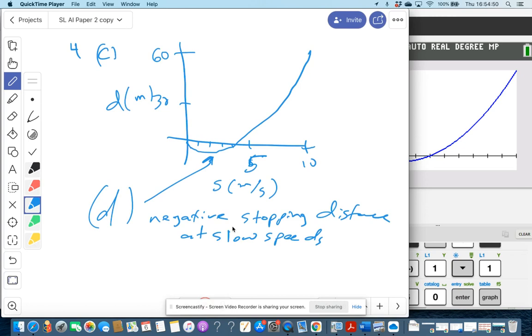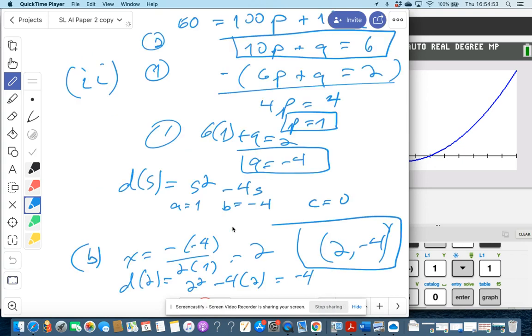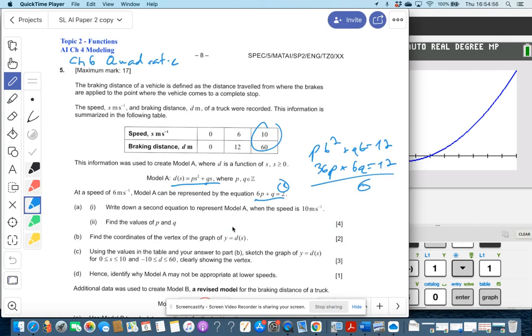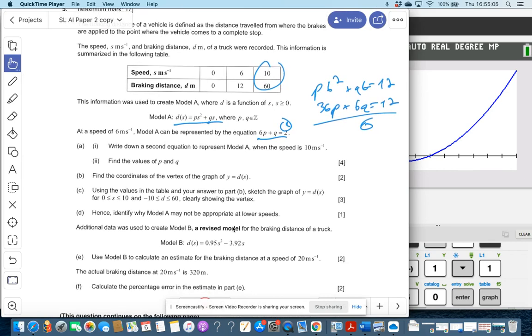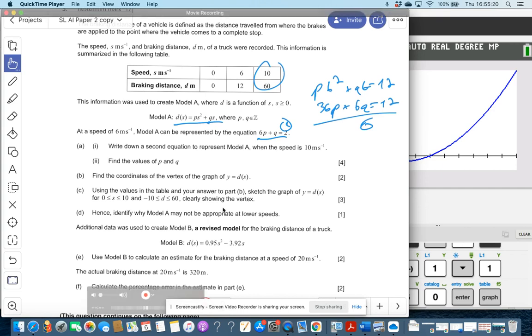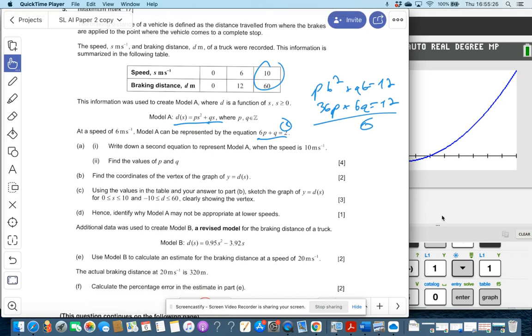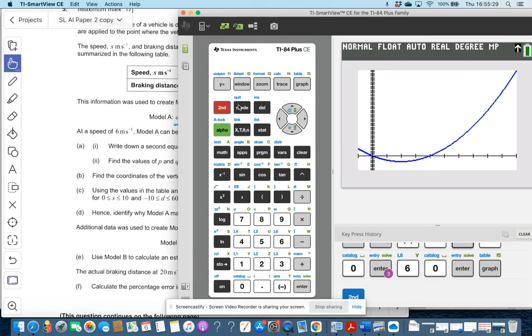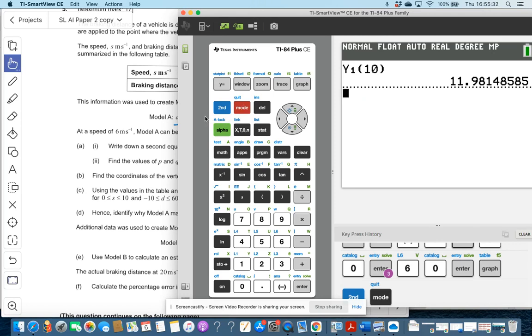Use model B for question E. How long does it take us to stop at 20 meters per second? Oh, we're going to use a different model now. Okay, so model A is no good. We're going to use model B now. Okay, so model B, we're asked to find D of S for model B. We could put that into the calculator, or we could just do the calculation directly. Since I'm not sure I'm going to be graphing this, I'll just do it directly.